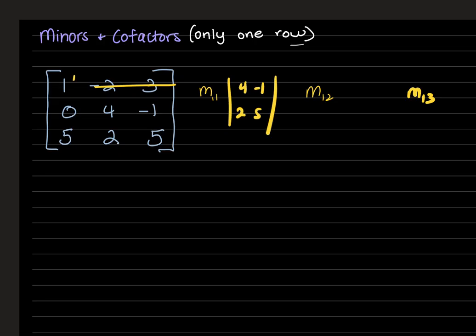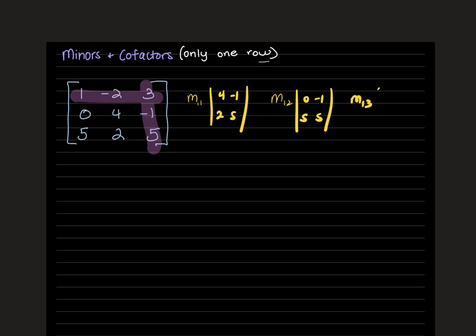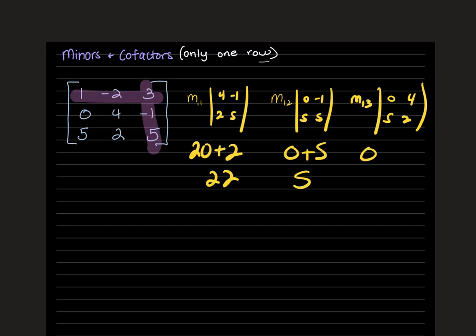Then it's row 1, column 2. So I'm going to do the determinant of 0, negative 1, 5, and 5. Then it's row 1, column 3. And I'm going to find the determinant of 0, 4, 5, and 2. So I get 20 minus a negative 2, which is 22. 0 minus a negative 5, which is 5. 0 minus 20, which is negative 20. So that would be my row 1.